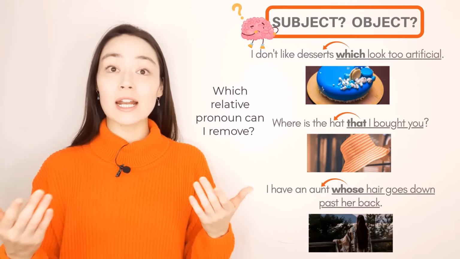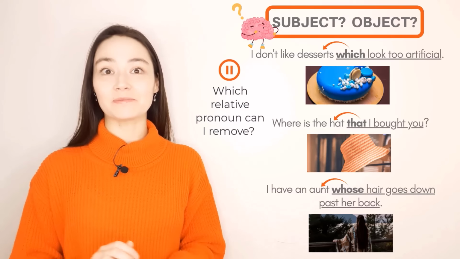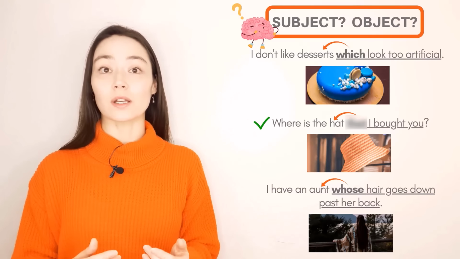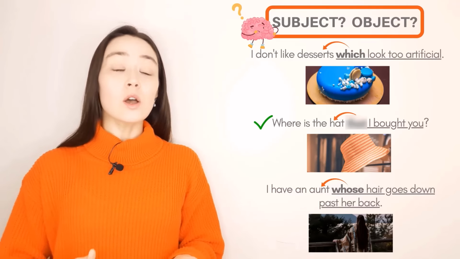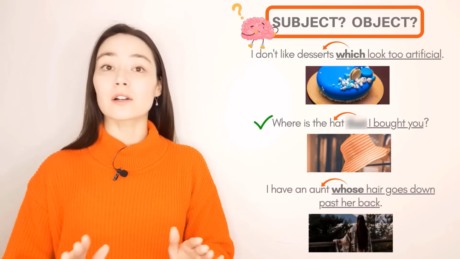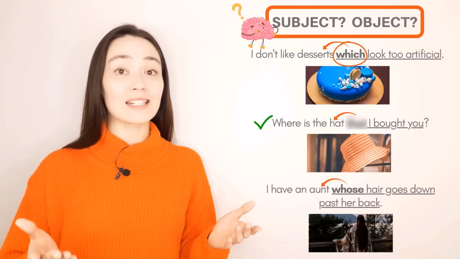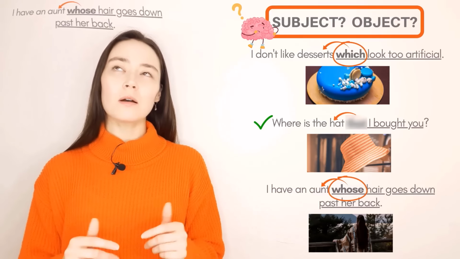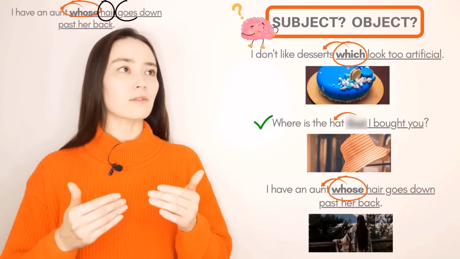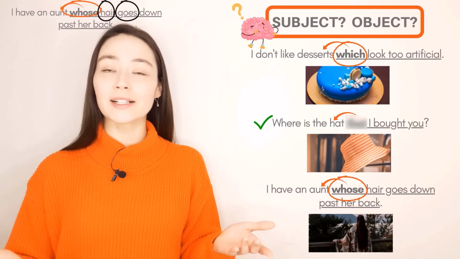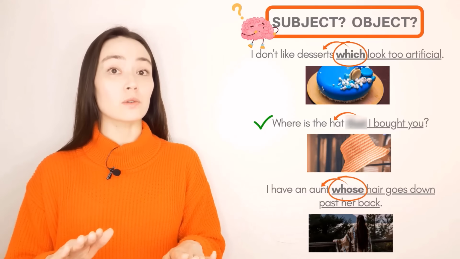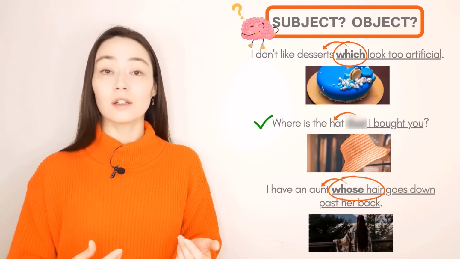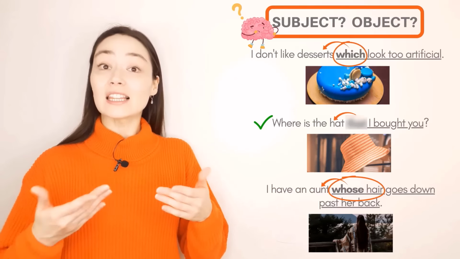Your turn. I have 3 sentences here. Which relative pronoun can I remove? Pause the video if you need to. We can remove the second one. It's the object of the clause. Where is the hat I bought you is perfectly correct. In the first sentence, it's the subject. And for sentence number 3, you might be thinking, relative pronoun, subject, verb. Fantastic, I can remove it. We never remove whose, because whose hair is the subject of the clause. Her hair.